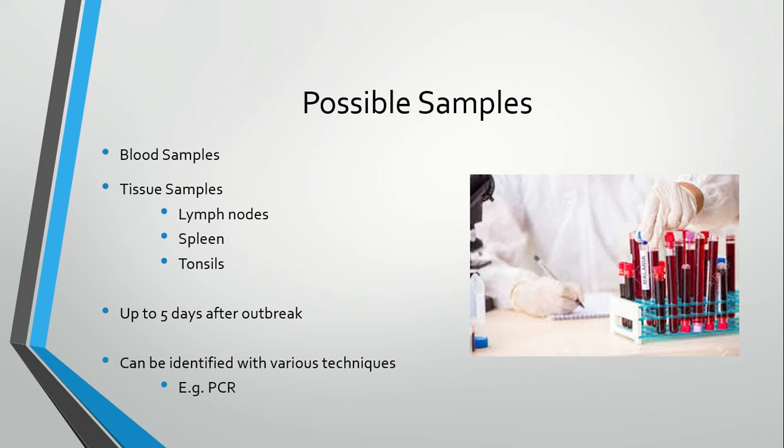Since the causative virus attacks the cells of its victims and induces a hemorrhagic fever, blood samples can be taken from the infected pig. Additional tissue samples can be taken from the lymph nodes, the spleen, and the tonsils. The samples can be taken up to 5 days after the fever has broken out. All the samples are sent to the laboratory where the virus is identified using various techniques like PCR.